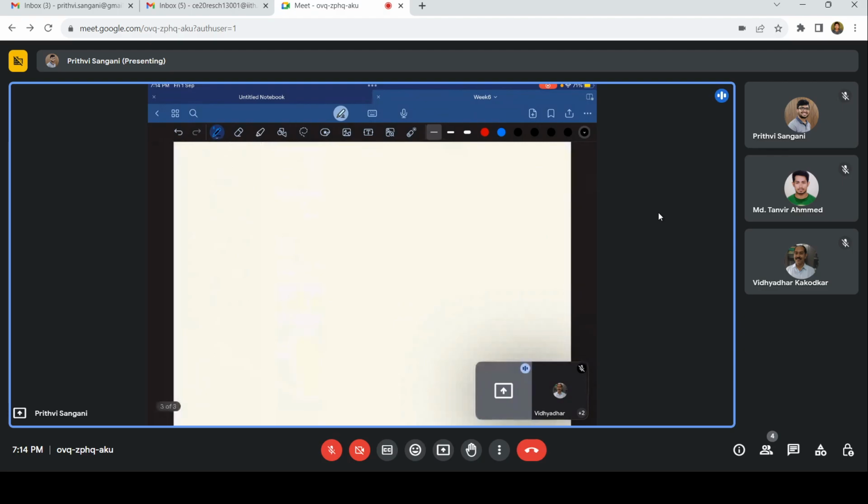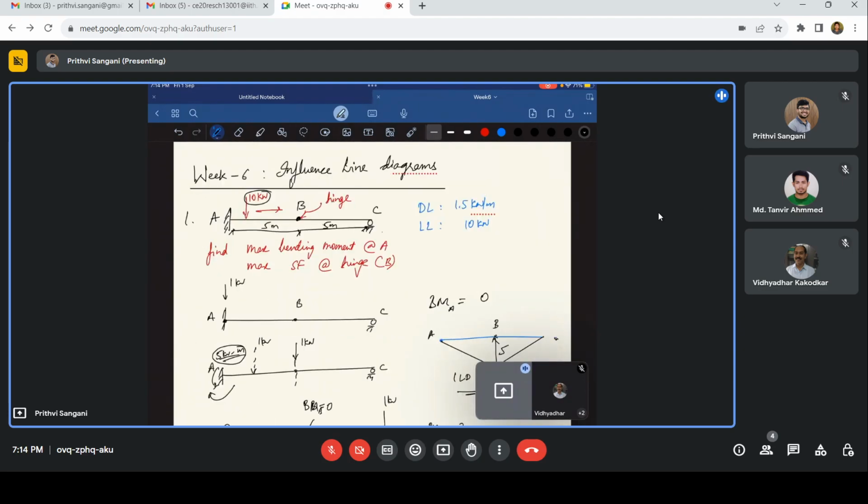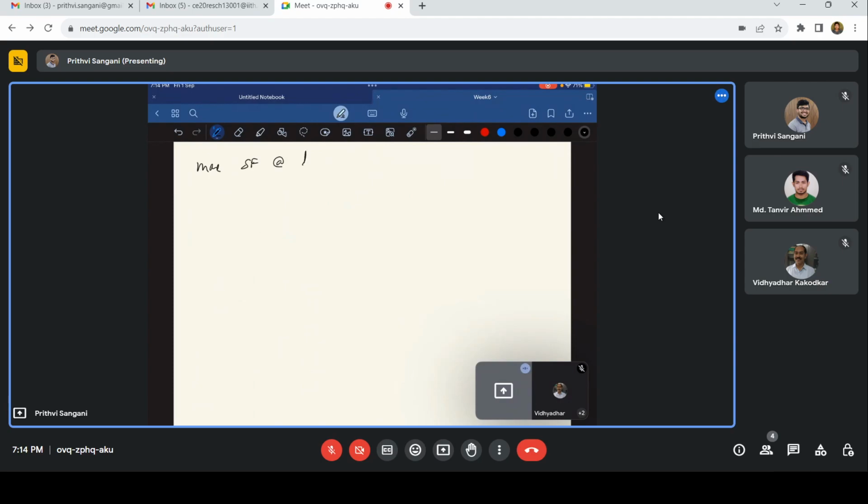So let us go to the same question. In the same question we were asked to find the maximum shear force at hinge B, right? Maximum shear force at hinge B, how much? So again, we'll take the same question. In the midspan we have hinges A, B, and C. So in this again we'll go by the basics.